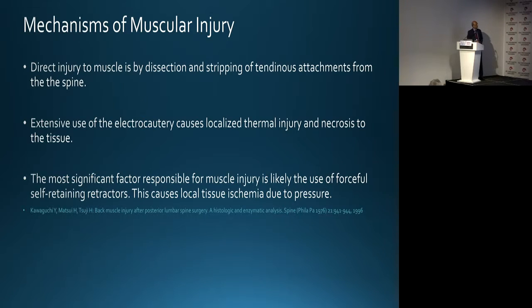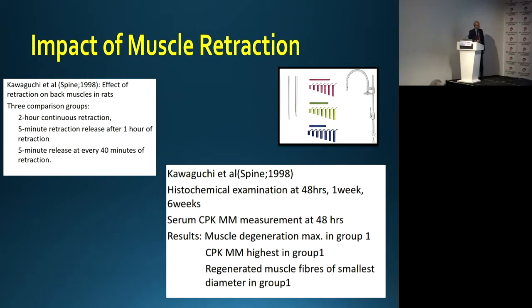So what's the mechanism of muscular injury? It's direct injury by dissection, stripping off from the attachments, and extensive use of cautery, causing localized thermal injury and necrosis to the tissue. And the most significant factor responsible is likely to be the force that we apply with our self-retaining retractors. You see one of your assistants putting all their force and trying to see a little bit extra, going all the way out because you need to dissect all the way down to the transverse process.